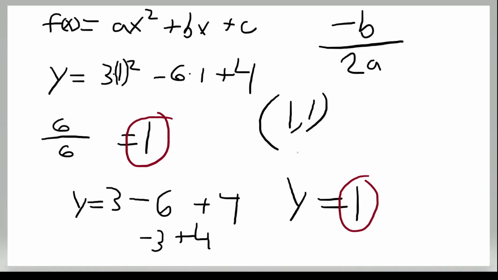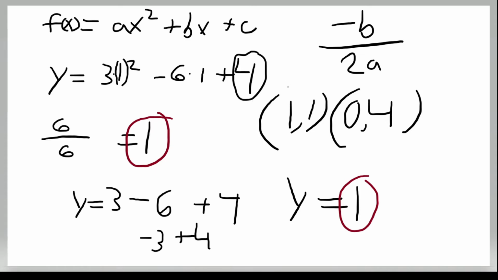And we also know that our axis of symmetry is 1 because our x is 1. If we were to go through another point, our y-intercept would be 4. So it would be (0, 4), because this 4 right here is the y-intercept, which means x is 0 and y is 4. So we've got our vertex and our y-intercept.